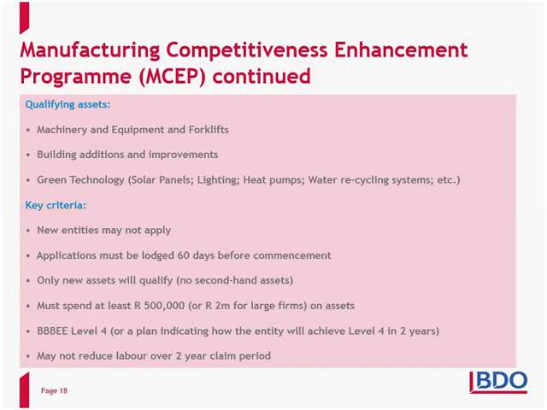And the business applying for the grant must have at least a level 4 BEE scorecard, or be able to provide a plan indicating how the entity will achieve a level 4 or higher in the next 2 years. And lastly, the applicant's business may not reduce its labor headcount over the 2-year period that it is receiving the grant.